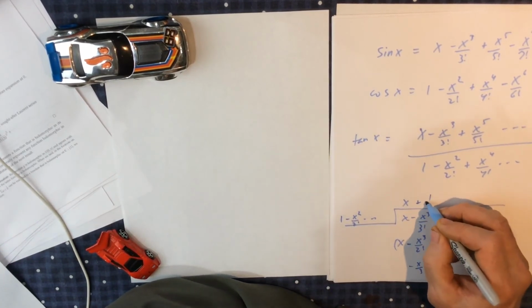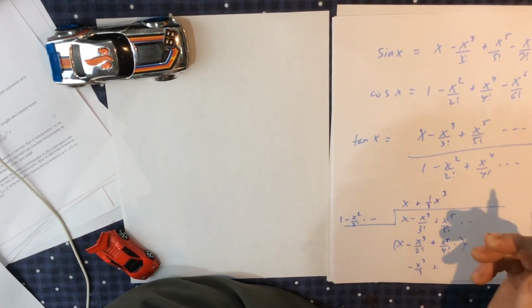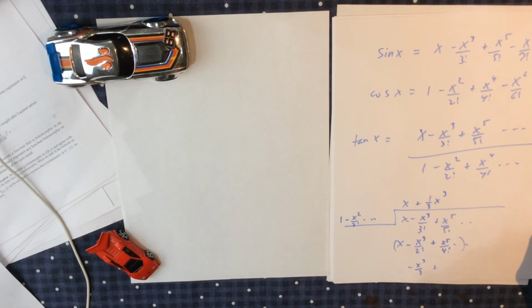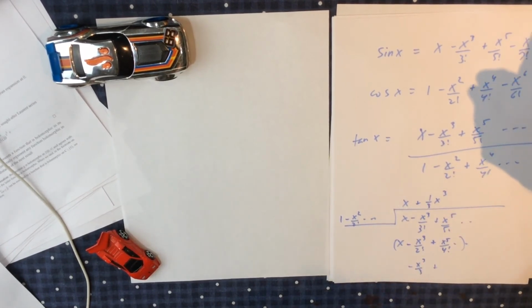I believe the next term is 1/3 x cubed is what's required. Oh, yeah, that one. You need to cancel that one. So you can get a Taylor series for tangent of x by having a previous Taylor series for sine and cosine.